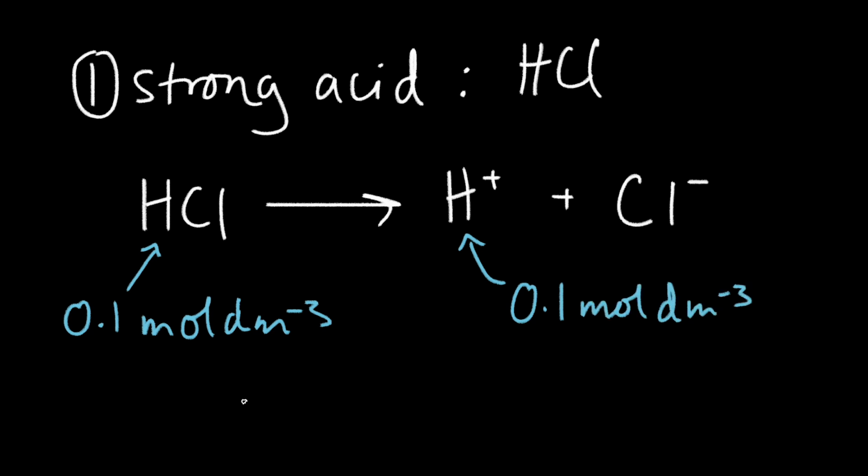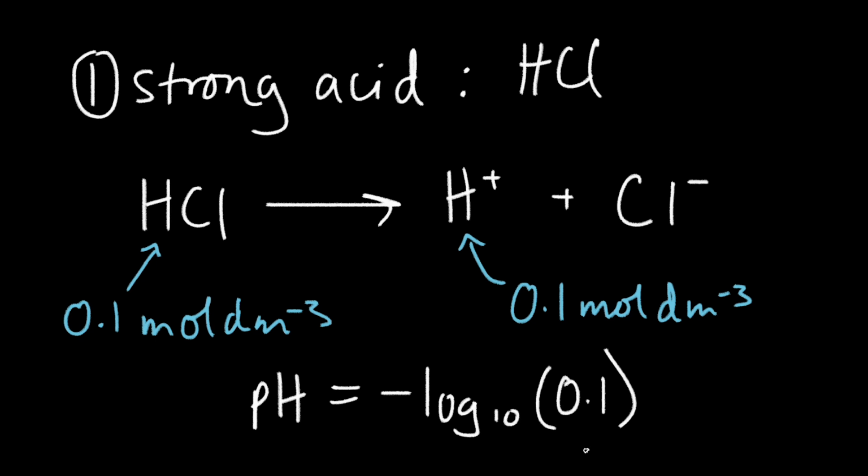Now all we have to do is put that value into our pH equation. So pH equals minus log to base 10 of H+ ion concentration, which is going to be 0.1. And if we put that into a calculator, we get the answer 1. So a 0.1 mole per decimeter cubed solution of HCl will have a pH of 1.